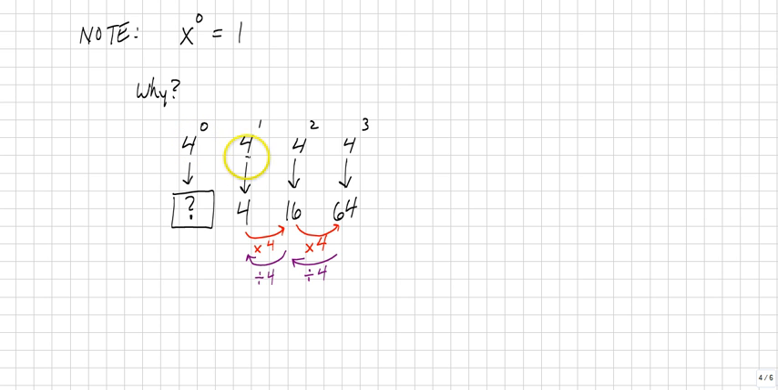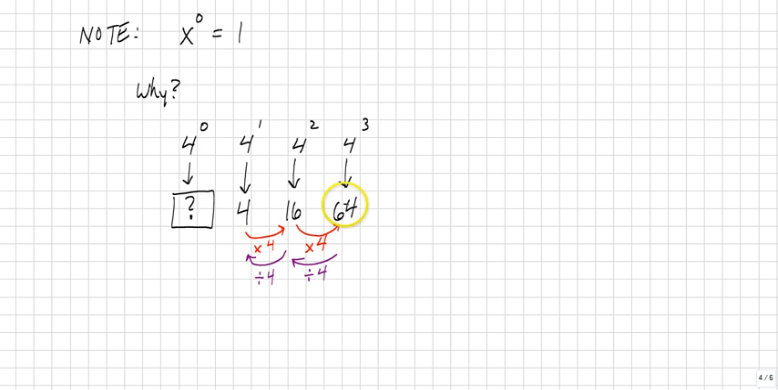So let's take the base of 4. If you have 4 and raise it to the first, you get 4. If you have 4 and you square it, you get 16. If you have 4 cubed, you get 64. So 4 to the first is 4. And then to get 4 squared, you multiply by 4 to get 16. And to get 4 cubed, you multiply by 4 to get 64.